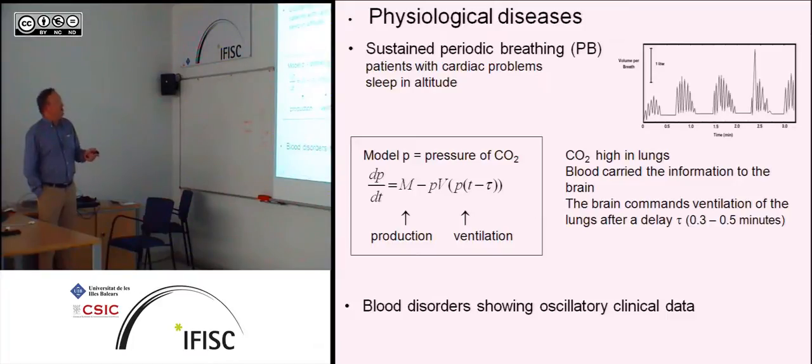The way people model it, if you look in the literature, in a very simple way, you have an equation for the production or growth of the pressure. You have a term which is constant, the production of CO2, and then a way to remove this CO2 by ventilation, by breathing. However, it takes some time for the control process, because suppose your CO2 is high, for example you are in the mountains where there is not much oxygen. The CO2 is high in the lungs, the blood carries the information to the brain, and then the brain commands the ventilation of your lungs after a delay. This delay is 3.5 minutes, and that could be important for the control of the pressure, and this is why you have this kind of pressure pattern.